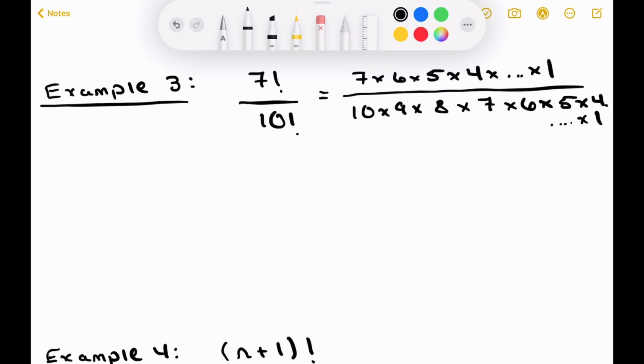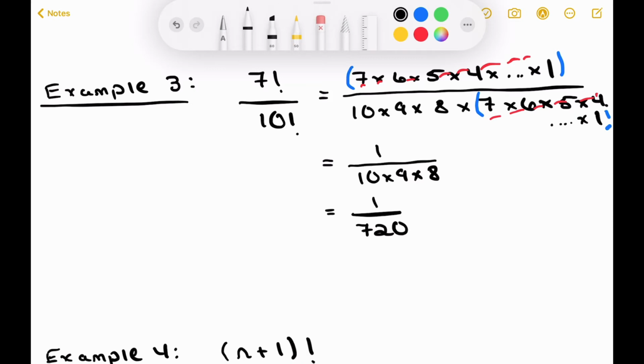We're going to get a repeat at that 7 point because 7 factorial is actually shown in the denominator here when we've expanded out that 10. So we can cancel this one here, and then we can cancel the one in the denominator, and then we're going to be left with anything over itself, which is 1, so we get 1 over 10 times 9 times 8. This is equal to 1 over 720. And that's equivalent to 7 factorial over 10 factorial.